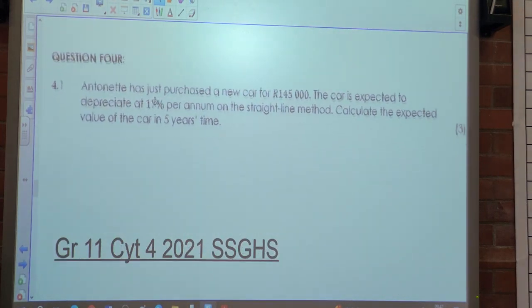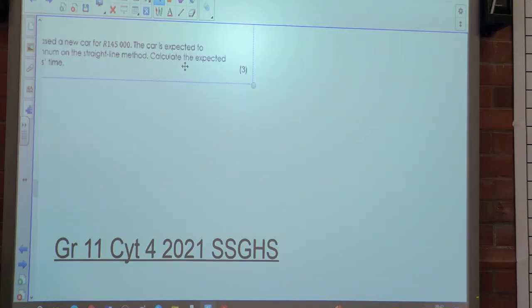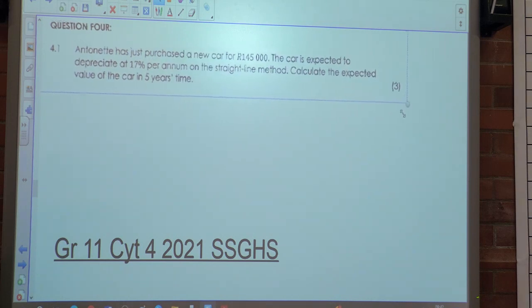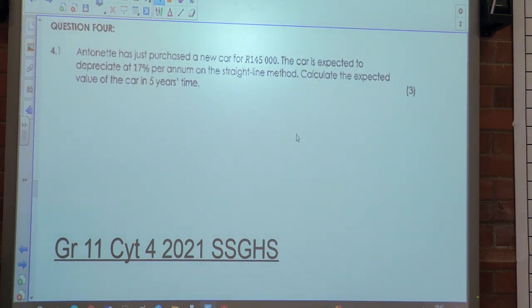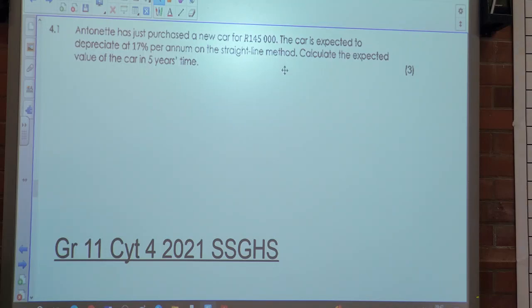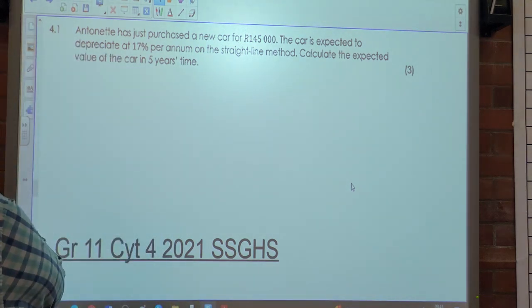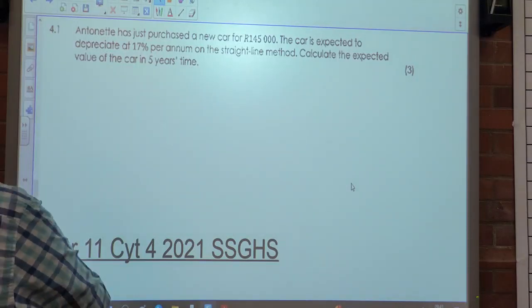Question 4. We are told that Antoinette has purchased a new car for 145,000. The car is expected to depreciate at 17% per annum on a straight line method. People, cars do not depreciate on reducing balance, because the car will always be worth something. They should have been on reducing balance. This is on straight line method.